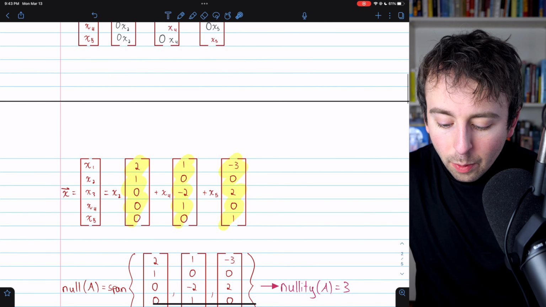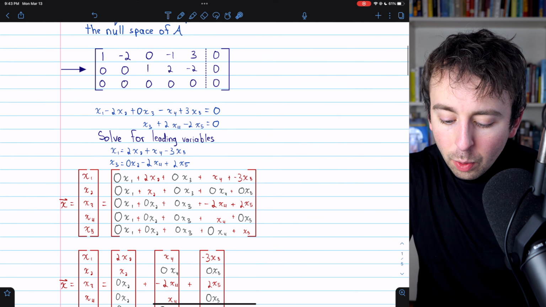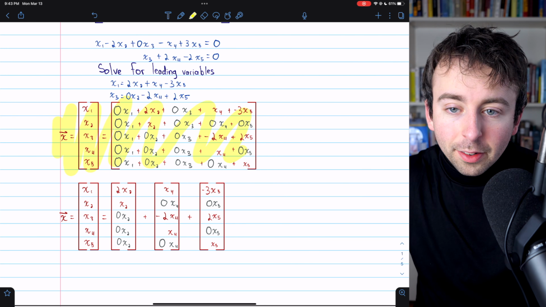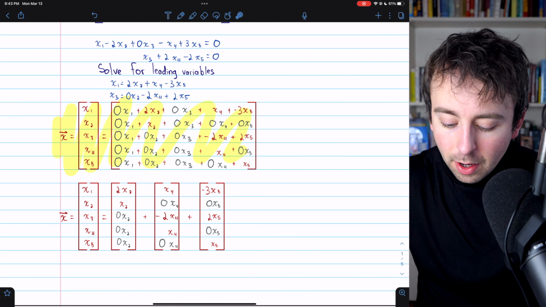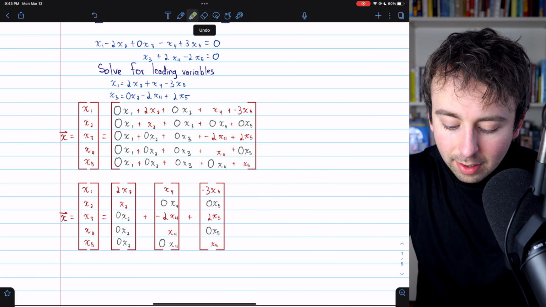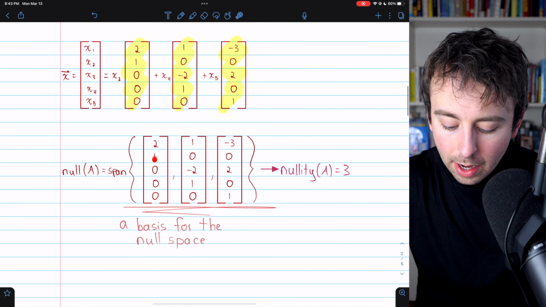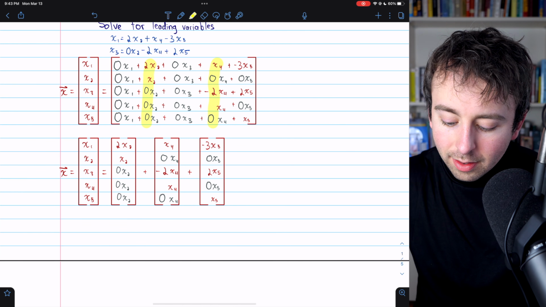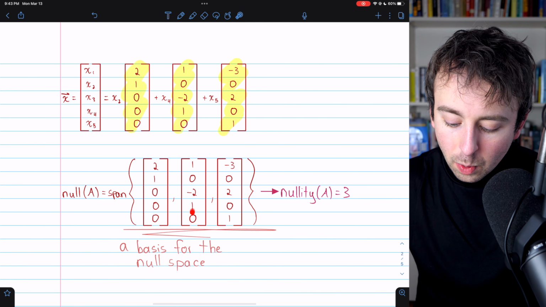Now, in this example, I went through some steps that perhaps wouldn't be necessary once you had a little bit of practice. With practice, you could probably jump from this step straight to the final step. Once you've represented a general form of a vector from the null space, you can see that you're going to have a column vector with coefficients 2, 1, 0, 0, 0. We see that here. And you're going to have a column vector with coefficients 1, 0, negative 2, 1, 0. We see that here too.